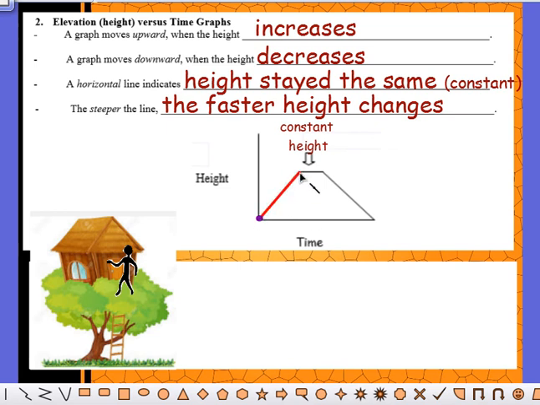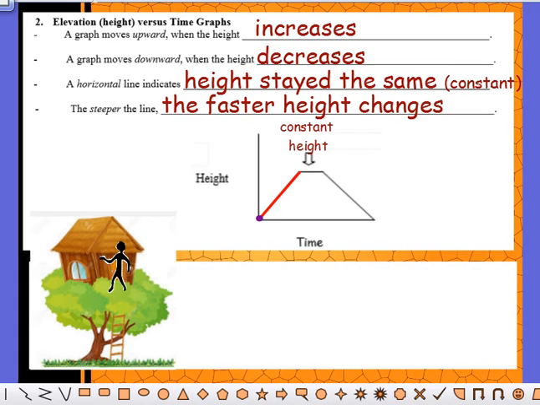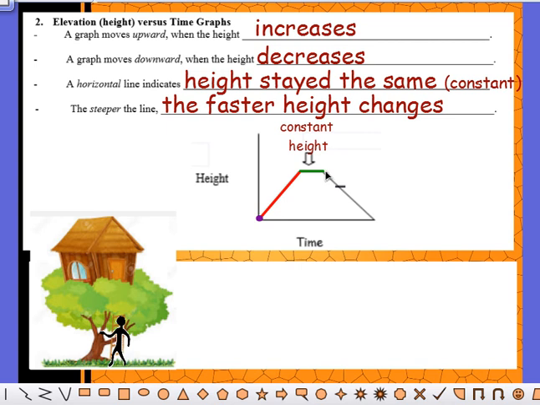So that would be this piece here. Now, once he's up hanging out inside of his treehouse, is his height changing? No. So as time goes on, his height is staying the same, his height is staying constant. When he's ready, he will come back down the ladder, so his height is decreasing as time is going on, and that is what is represented by the last line segment over here.